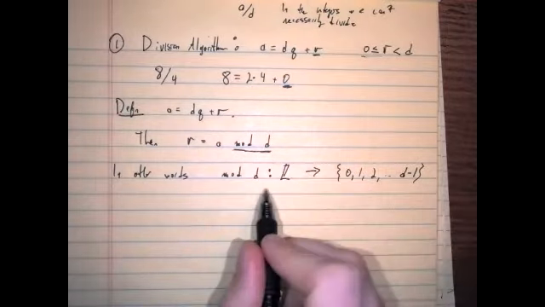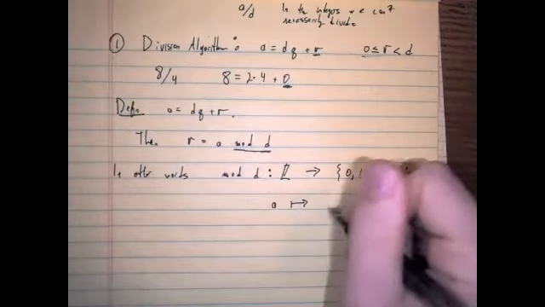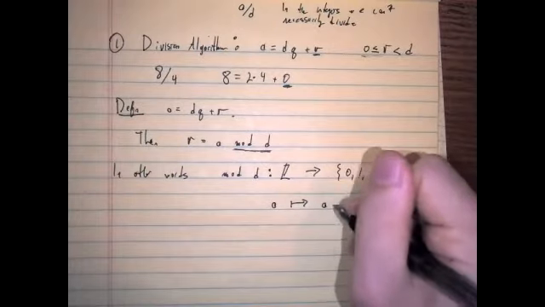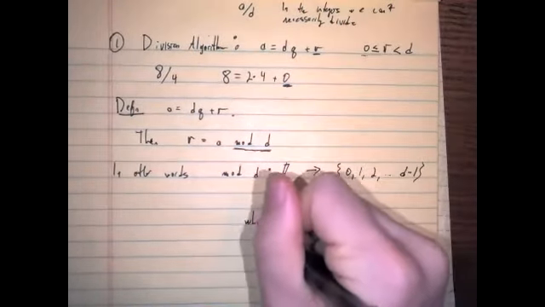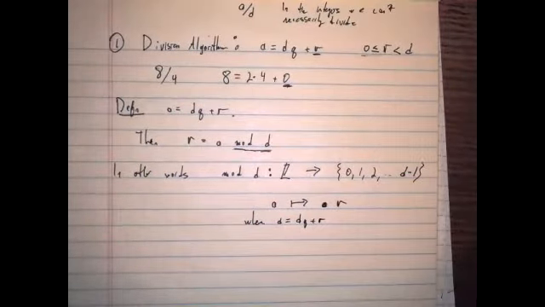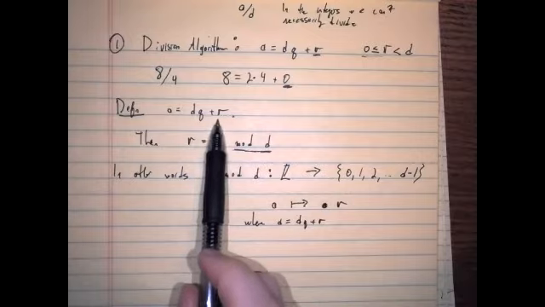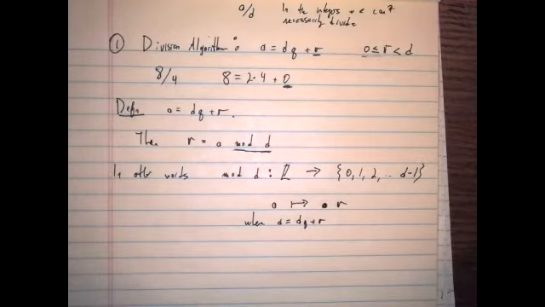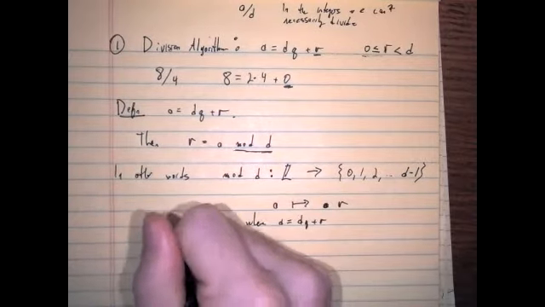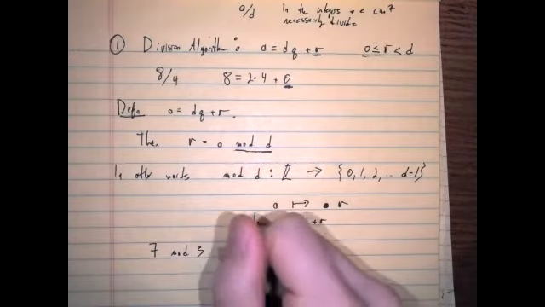And so how does mod d act on an integer? Well, you send a to the r part of a, so it gets sent to r where a is equal to dq plus r. So essentially mod d is the function that says write your number using the division algorithm and then only remember the r part, only remember the remainder. So for instance, what's 7 mod 3? Yeah, this is just 1.